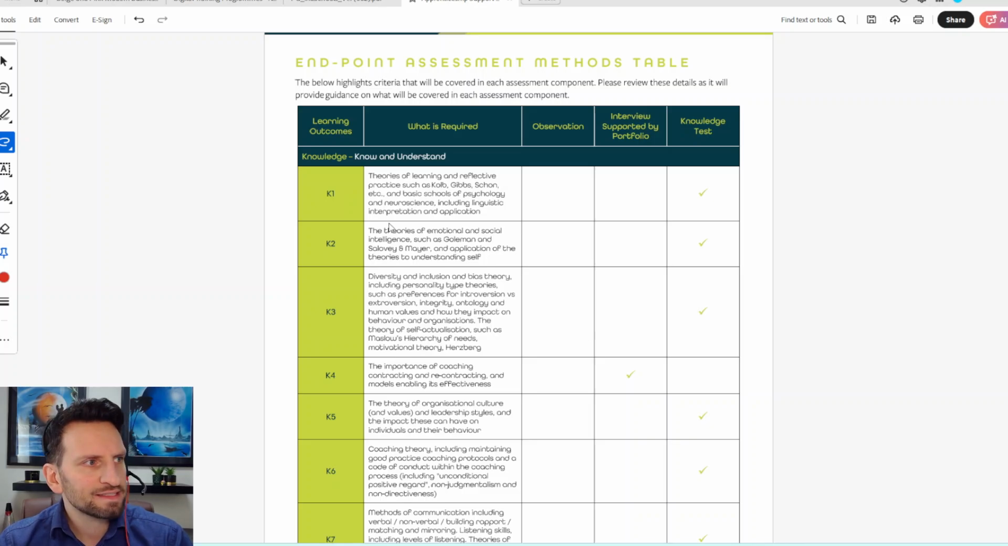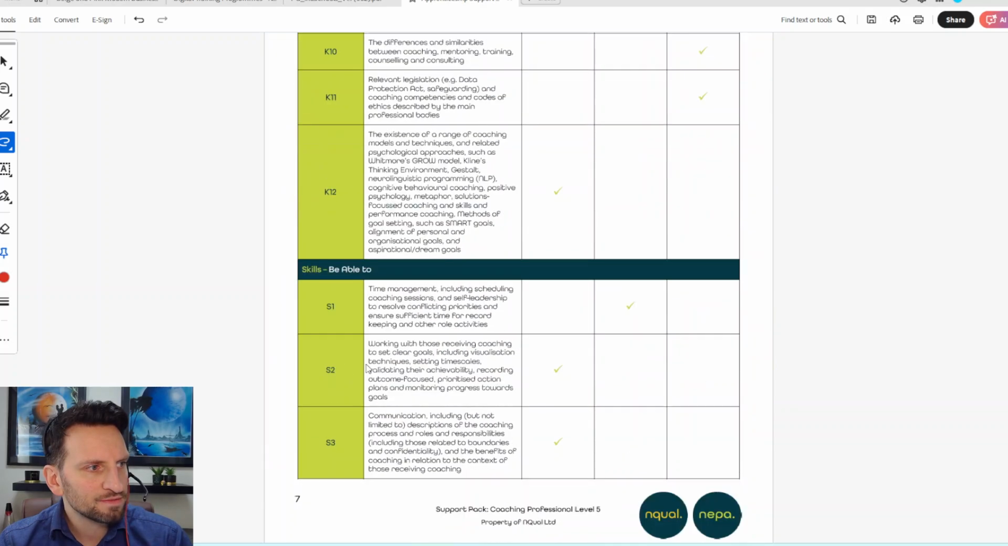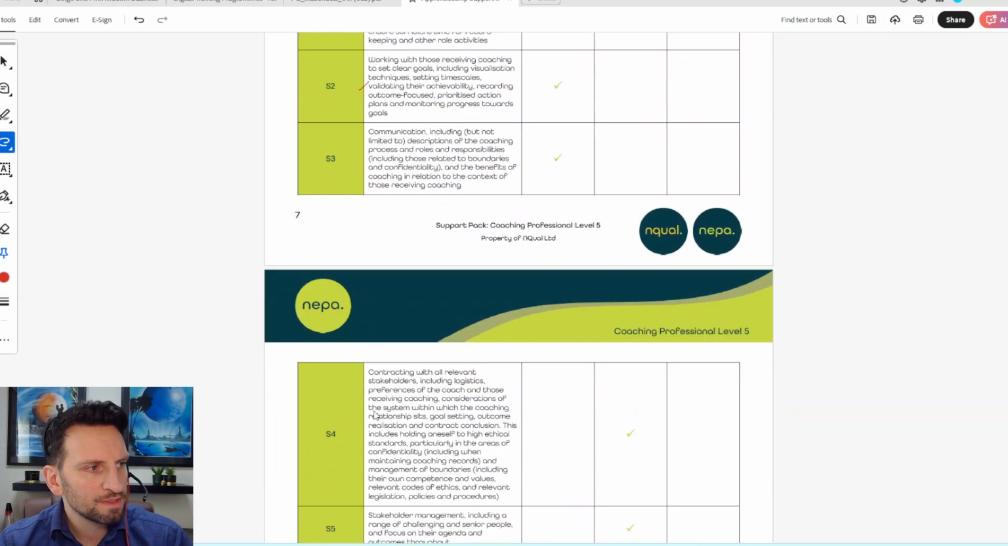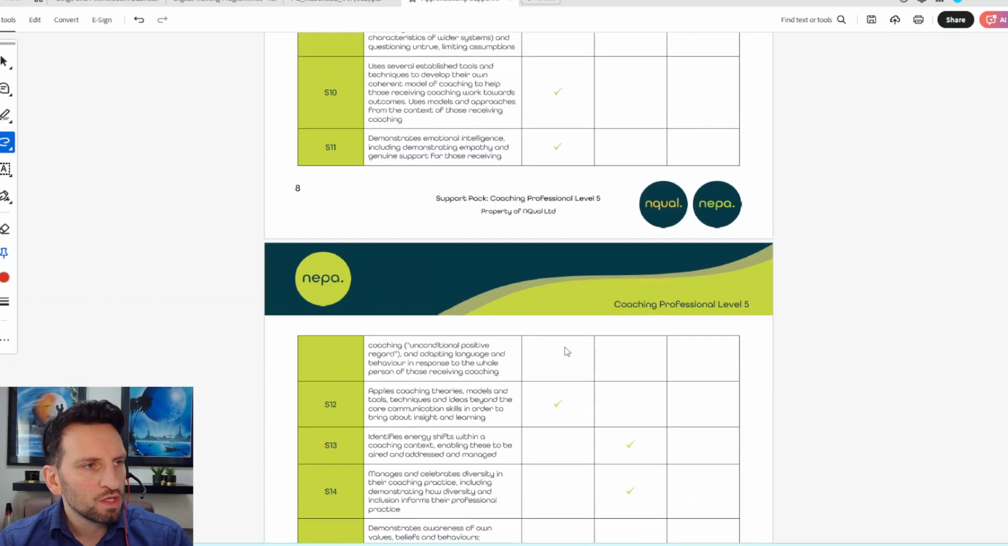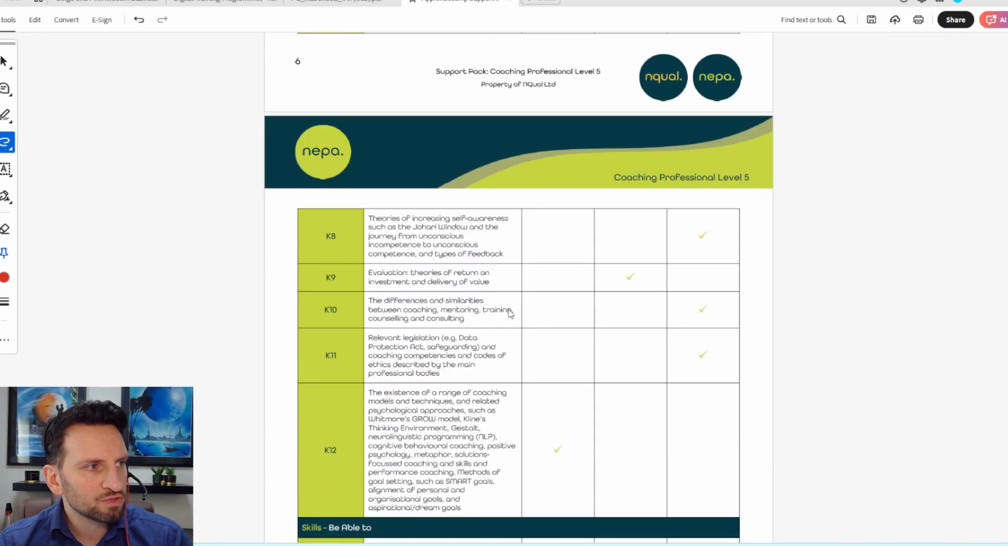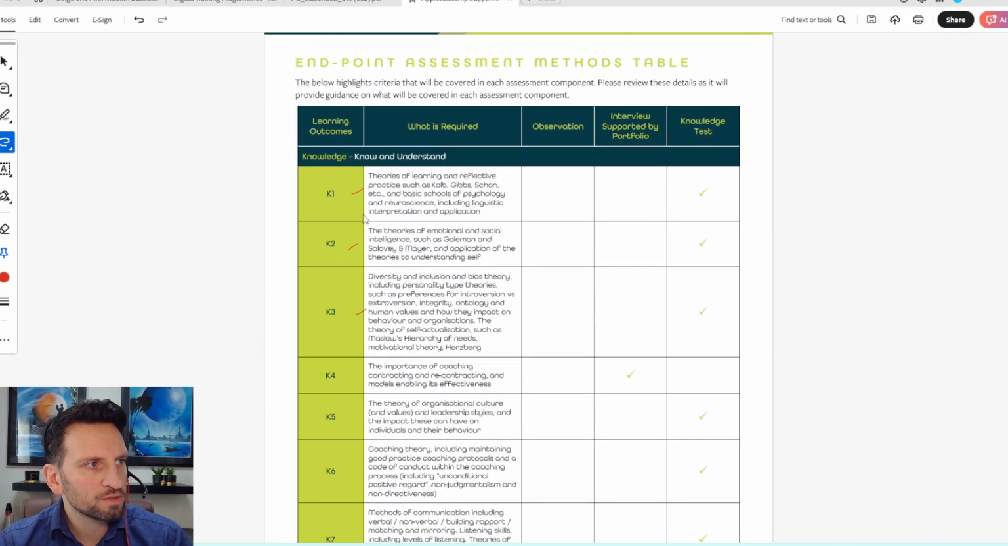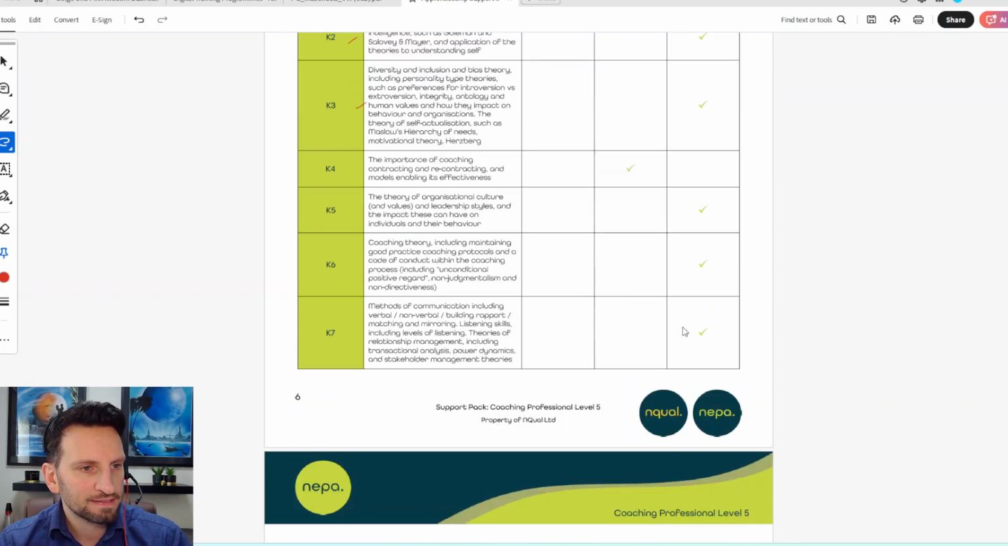Down here in the next section, you'll see that there are K's here, there are S's further down, which stand for skills, and there are B's for behaviors, which you'll need to demonstrate. So all these criteria, there's around 28 in total, are knowledge, skills, and behaviors that you need to demonstrate throughout the program. In this section, it says whether they'll be demonstrated through the observation, the interview, or the knowledge test.